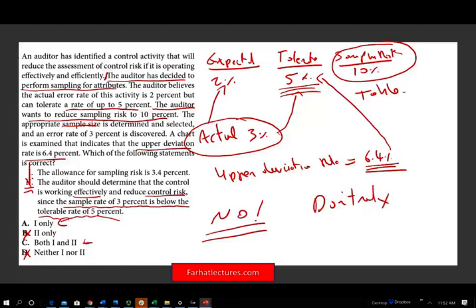Therefore, 2 is out. So we don't determine that the control is working effectively, and we're not going to reduce the control risk. Therefore, C is out. If the upper deviation rate from the table here was 4%, then we would accept that number two would be correct. So we compare the upper deviation rate, which is 6.4%, to the tolerable rate, and therefore we don't rely.